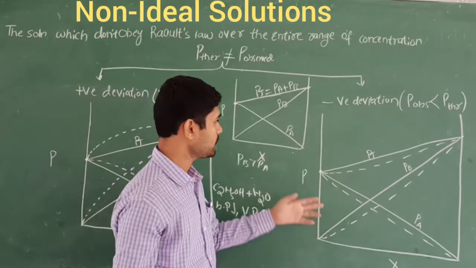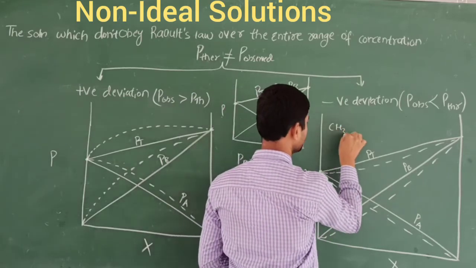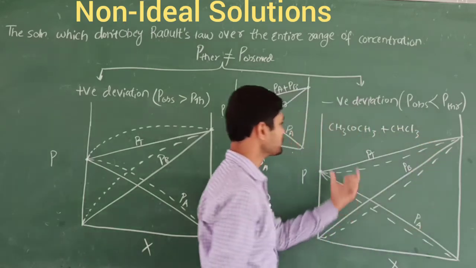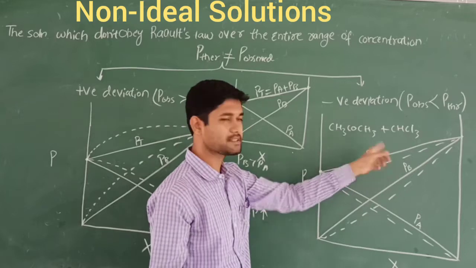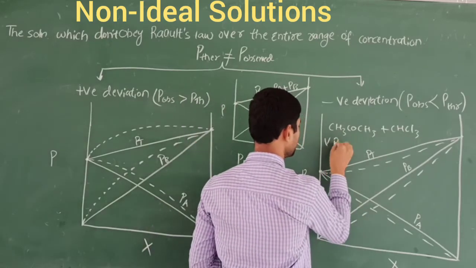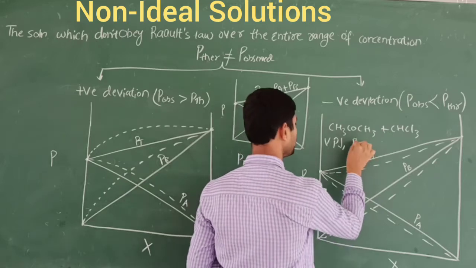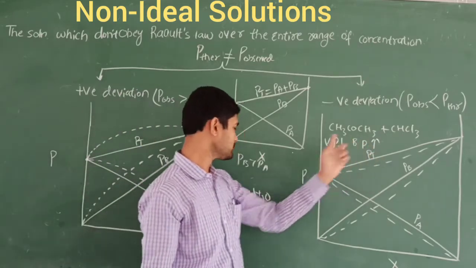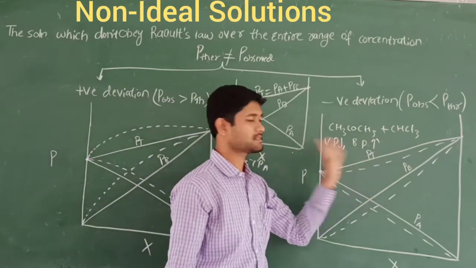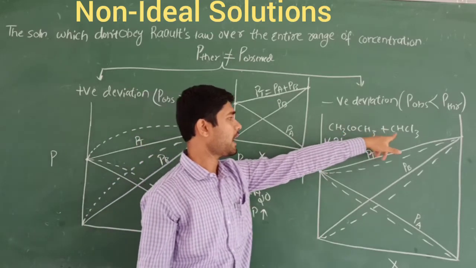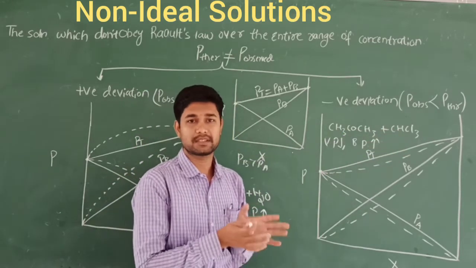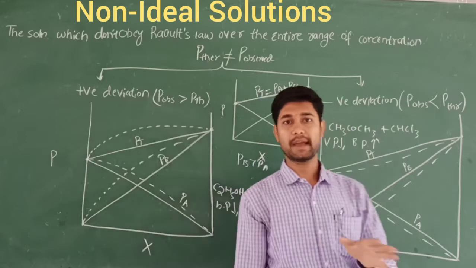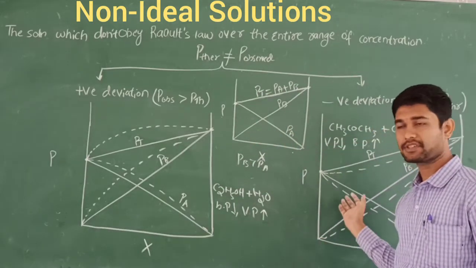So what about this one? I am going to take an example of acetone, CH3, and chloroform. What happens? In this case, the vapor pressure decreases, but the boiling point increases, vice versa of the previous one. Here the boiling point decreases and vapor pressure increases, while here the boiling point increases and vapor pressure decreases. Because these molecules, acetone and chloroform, like each other, they are attracted to each other. That's why this type of deviation is exhibited in the negative deviation as well as the positive deviation.